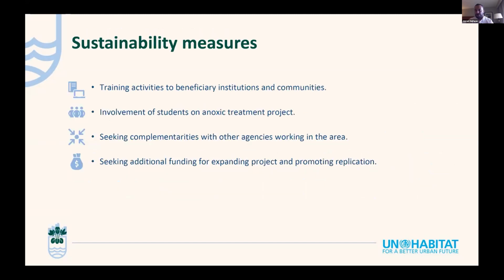The sustainability measures for this project, again, go with training activities for beneficiary institutions, communities, involvement of students, and seeking complementarities with other agencies. As I mentioned at the beginning, we're already conducting meetings with other agencies who are developing something parallel to us. So we always think of how we can push this forward, and seeking additional funding for expanding projects and promoting replication. This is it. Sorry, maybe I took more than 5 minutes for sure.